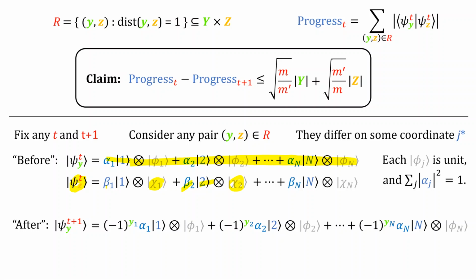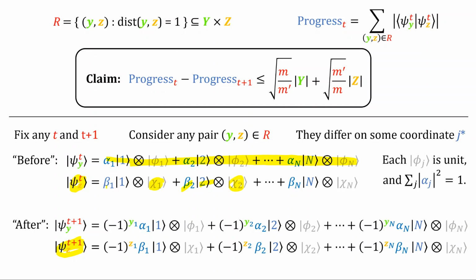How different it is from psi sub y goes into our progress measure. And of course, it changes once we do the t plus first query in the same way that psi y changed. These beta amplitudes potentially get negated depending on the coordinates in the string z, so they have these signs like -1 to the z_j. One thing we're going to use in a second is that the strings little y and little z are very similar. They only differ on one coordinate, namely j star. And so all these sign changes are pretty much the same, except in the j star coordinate.